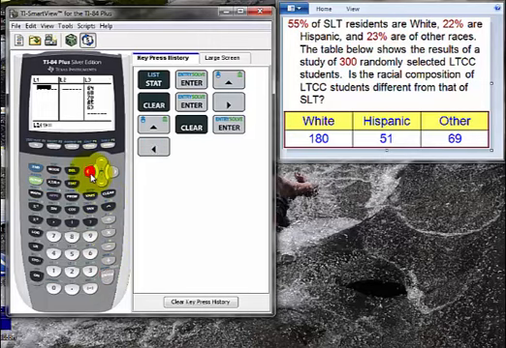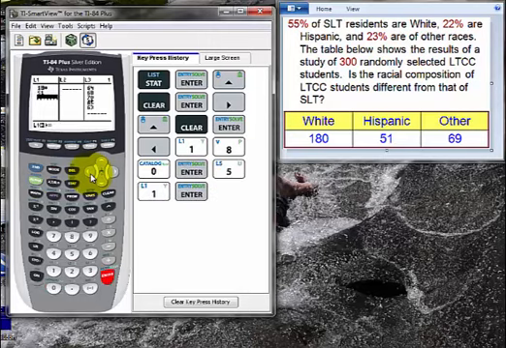And then for L1, I want to put in the observed counts for each of the categories. So I had 180 white students. So I type in 180, hit Enter, then 51, Enter, and 69, Enter. For L2, I put in the expected counts.